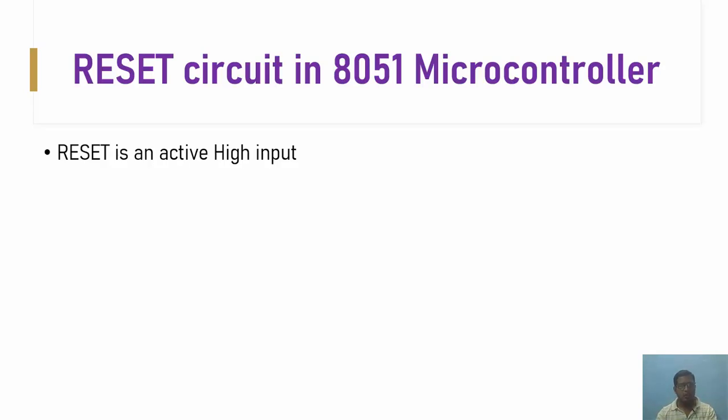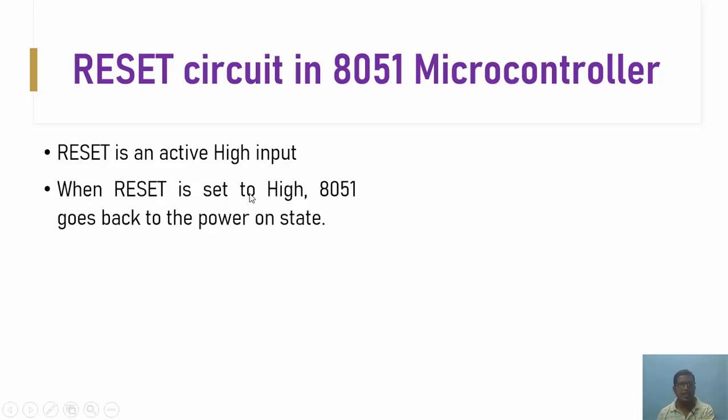So basically, when we talk about the pin configuration of the 8051 microcontroller, pin number 9 is used as the RST pin. That is, pin number 9 is used to reset the microcontroller device. The reset is an active high input signal. When the reset is set to high, the microcontroller goes back to the power on state.